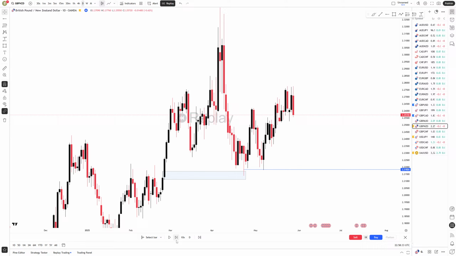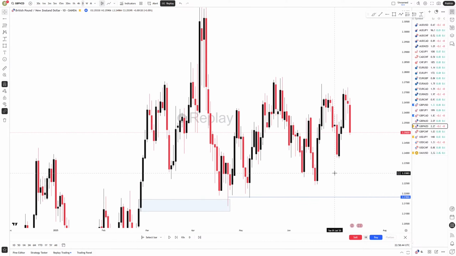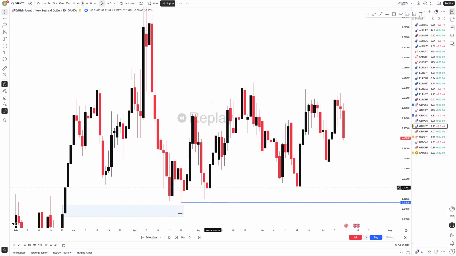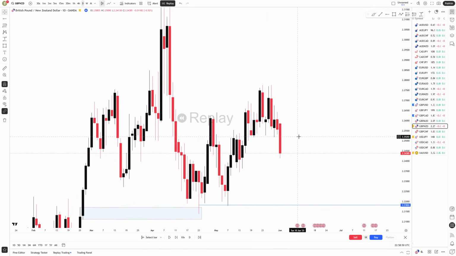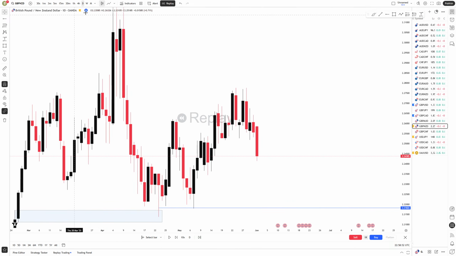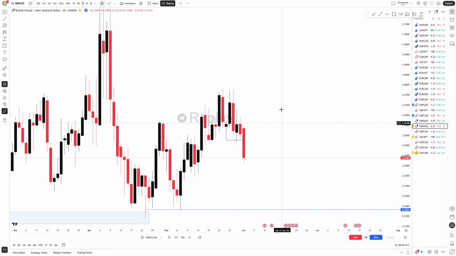But I missed one entry in the last week, and it was from this level here. As we can see here, we were having this break of market structure at this level, and after having this break of market structure, we were waiting for the market to come and react at those levels.